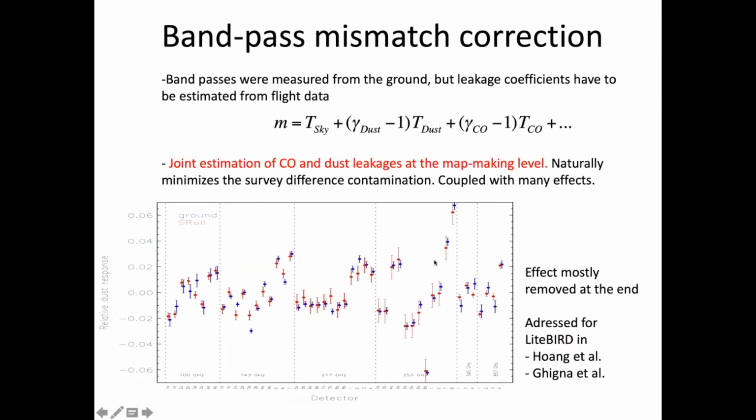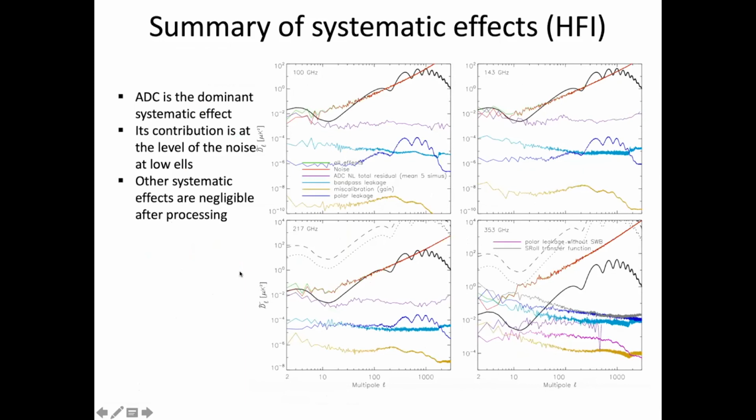Okay, so this is an illustration of the different amplitude for the galactic dust. It's relative to the CMB and removing the average for different detectors. And we managed actually to get a good fit from flight data of this parameter. So let me just finish with that.